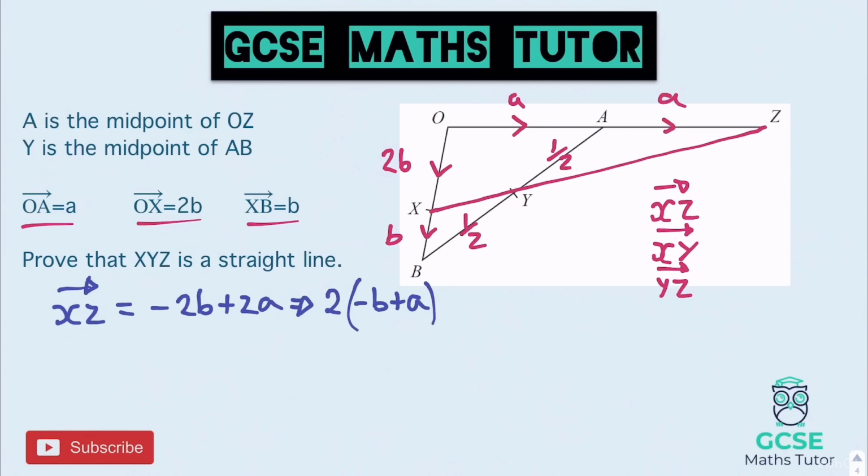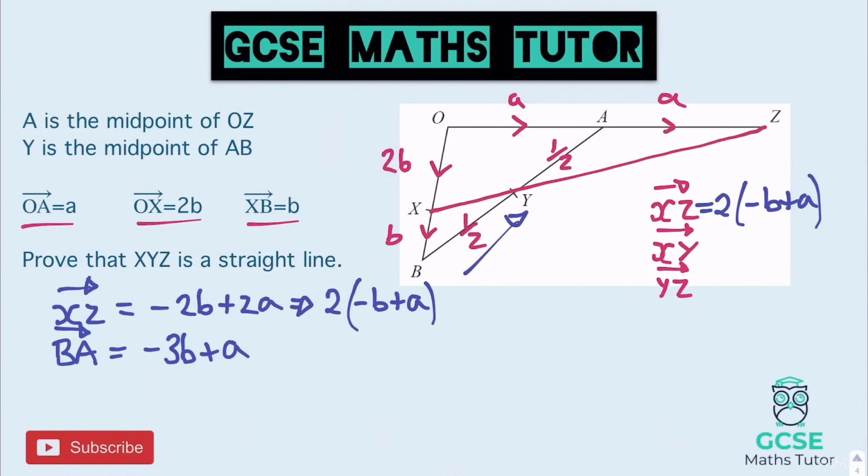So if we label that up here, we've got 2 brackets minus b plus a. Obviously you could find some of the other vectors here. You can either move from X to Y or from Y to Z. Firstly, I'm going to move this way up the line, so I need to figure out the vector B to A, and then I can do half of that. To get from B to A, we would have to go minus 3b's up this way, plus an a. So minus 3b plus a.